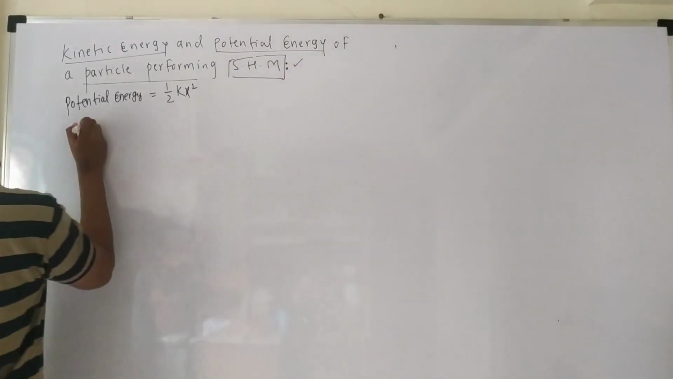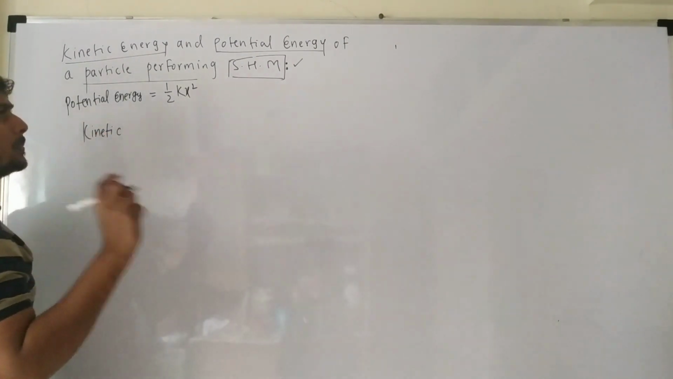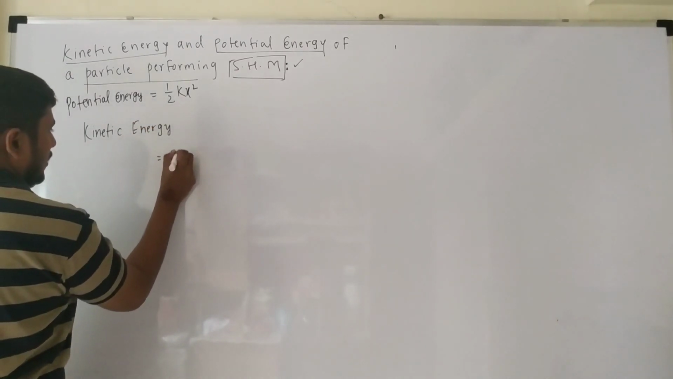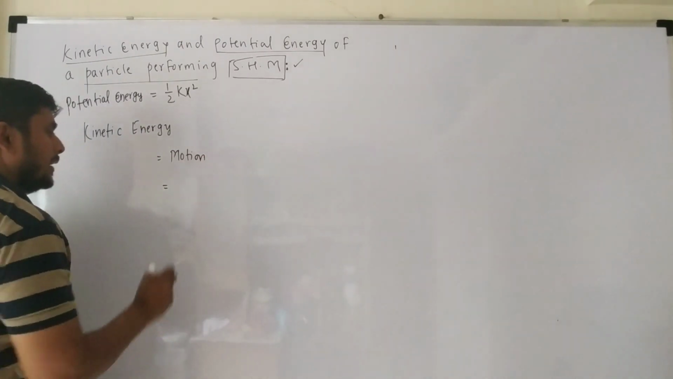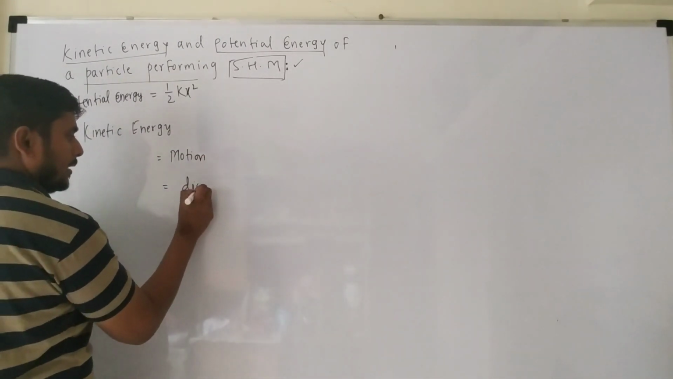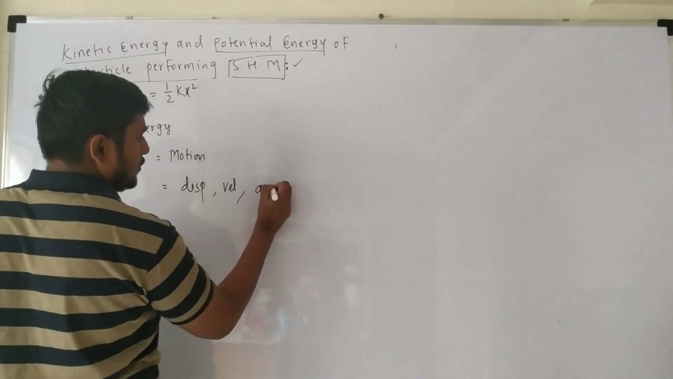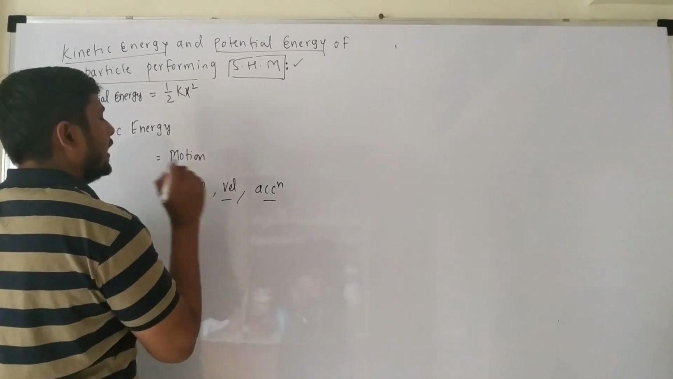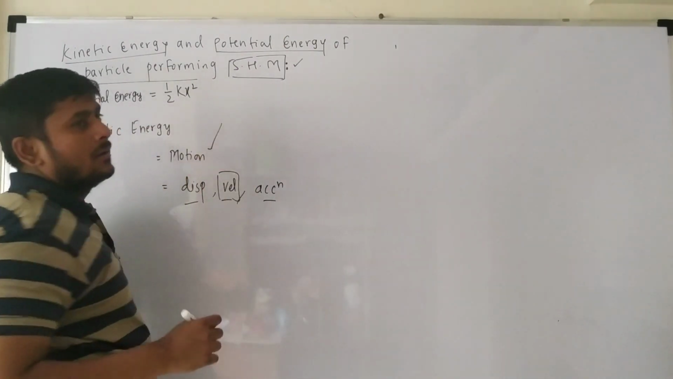So why is kinetic energy supposed to be possessed by our body? Kinetic energy is possessed by the body only due to motion. And if the object is in motion, what things is it supposed to have? It may have a displacement, a velocity, an acceleration. So these are the physical quantities due to which we can say that if an object is moving with a certain velocity, that means it is in motion, right?